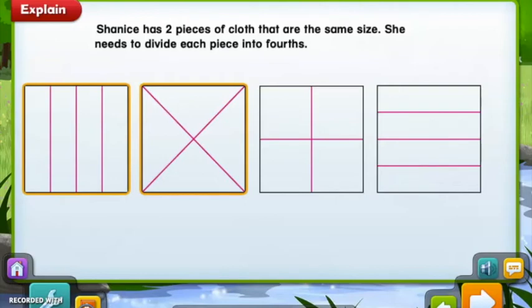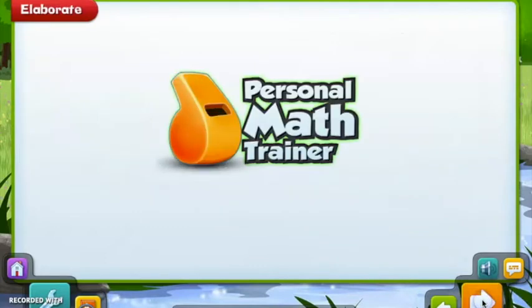You've chosen 2 ways to divide a cloth into fourths. Here are 2 more ways. All right, so good job. If you guessed these two, good job, and pat yourselves on the back for guessing them correctly because you did a great job. Now let's practice with the personal math trainer.